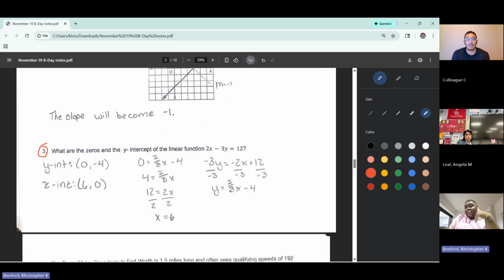It'll give you the y-intercept, but then you'll also run into the problem that if you didn't manipulate the equation correctly, you're not going to get the correct answer for the y-intercept. So getting students to understand that if I'm looking for the x-intercept, I'm going to put in 0 for y, and if I'm looking for the y-intercept, I'm going to plug in 0 for x.